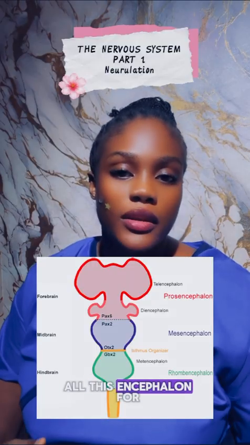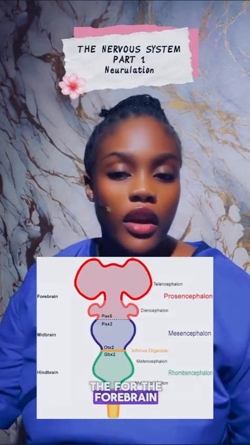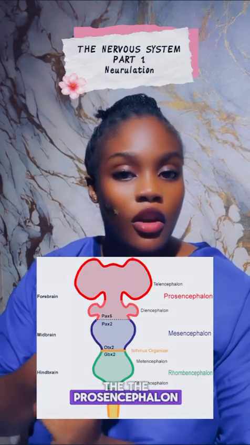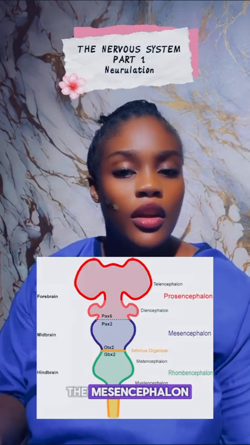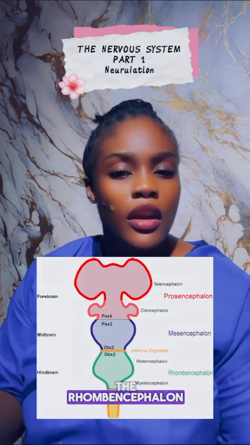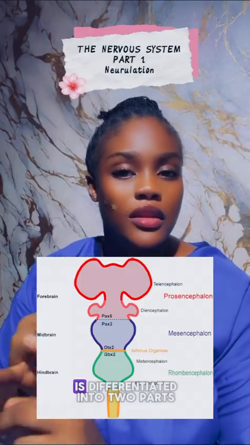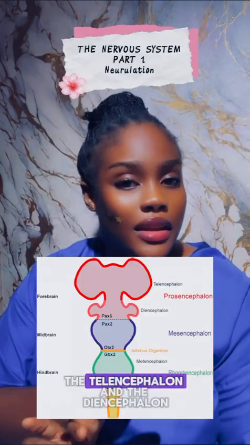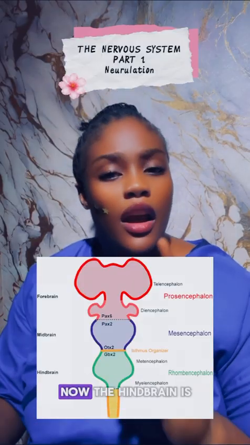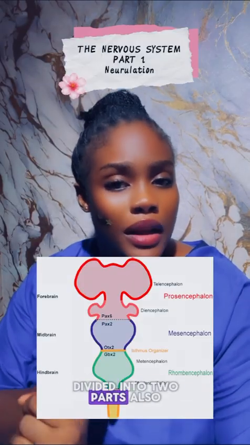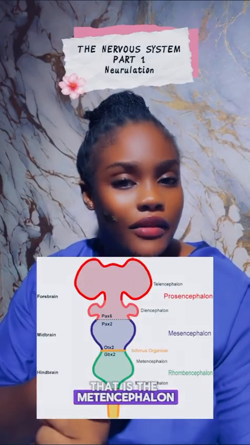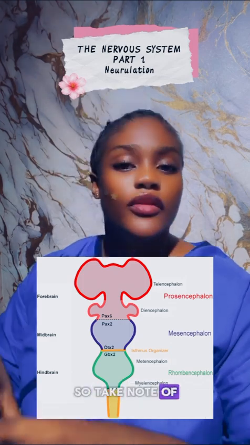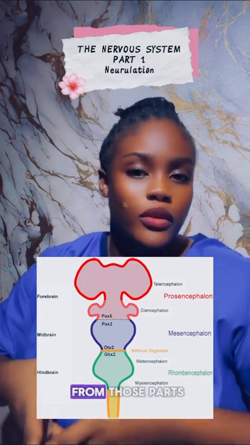So take note of all the cephalon. The forebrain is called the prosencephalon. The midbrain is called the mesencephalon. The hindbrain is called the rhombencephalon. The prosencephalon, which is the forebrain, is differentiated into two parts, the telencephalon and the diencephalon. Now, the hindbrain is divided into two parts also. That is the metencephalon and the myelencephalon. So take note of the parts of the brain and what forms from those parts.